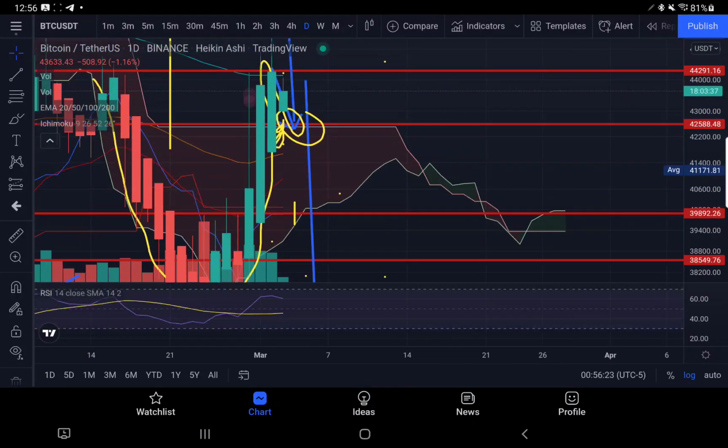With Bitcoin, like I said, with that cup and handle, I think if we could come down to 42,588, that'd be great. This is suggesting we could come down to 39,892. So it's going to be interesting to see how this plays out.